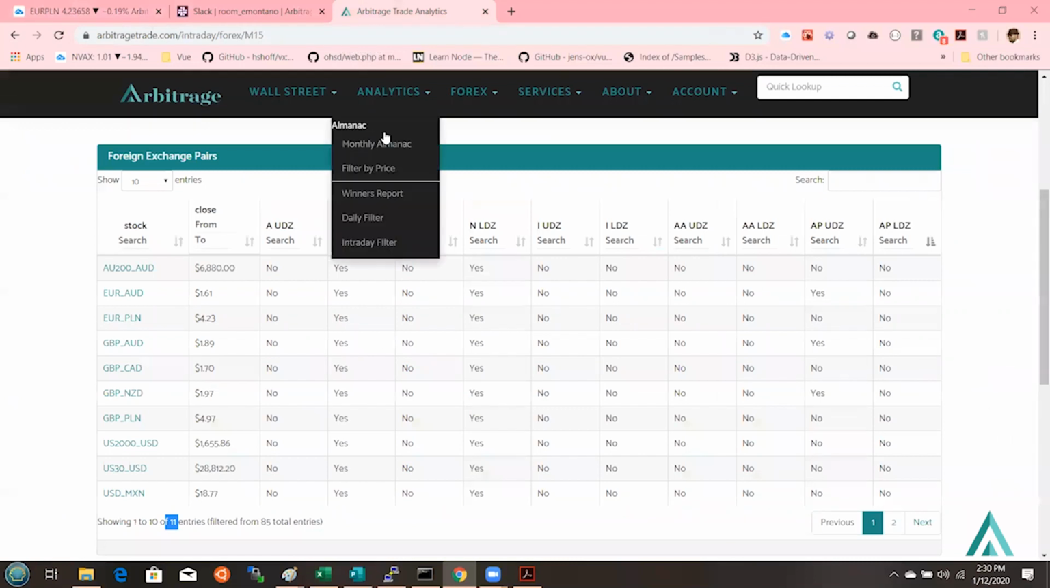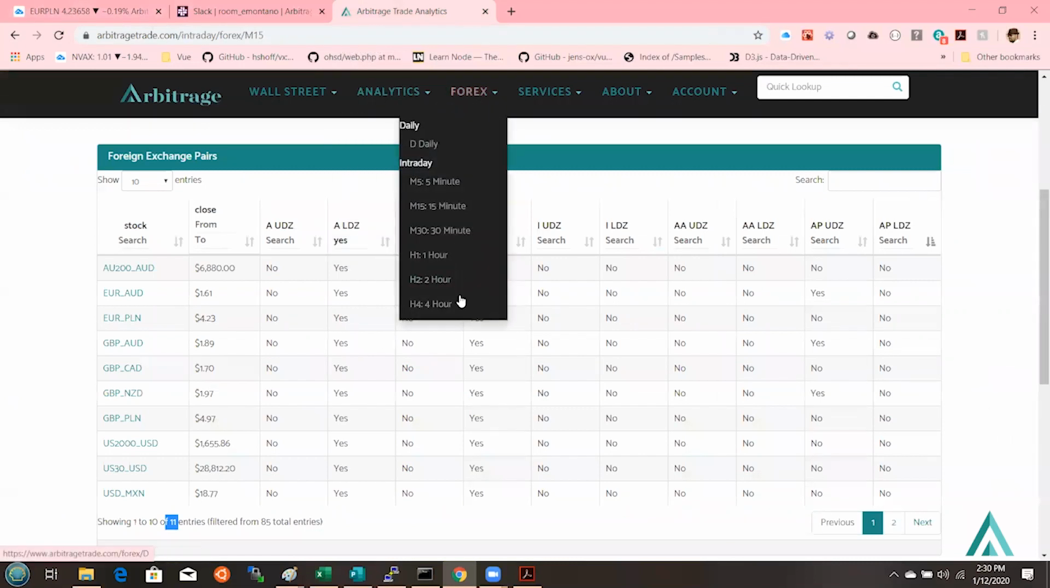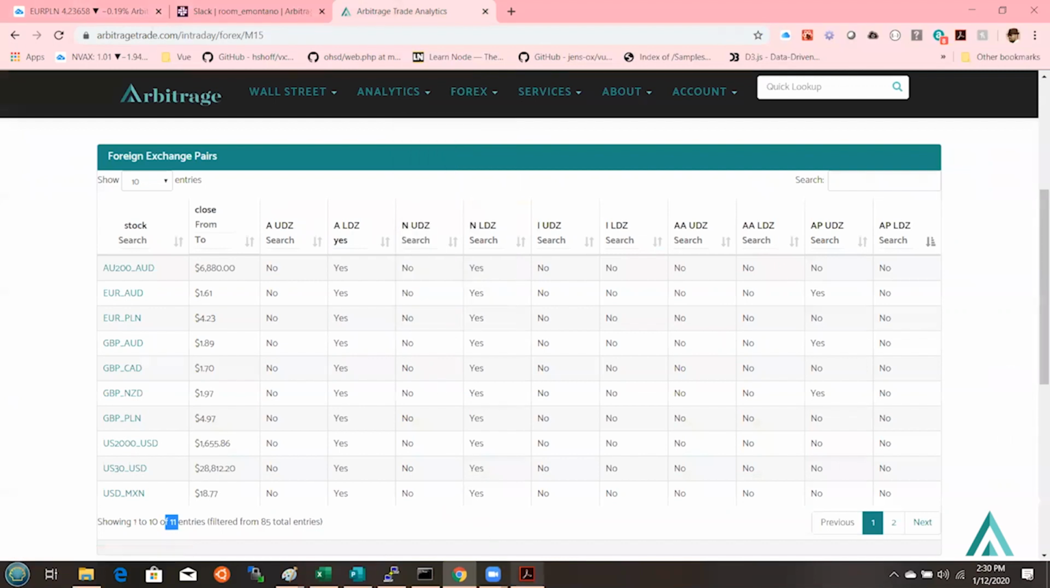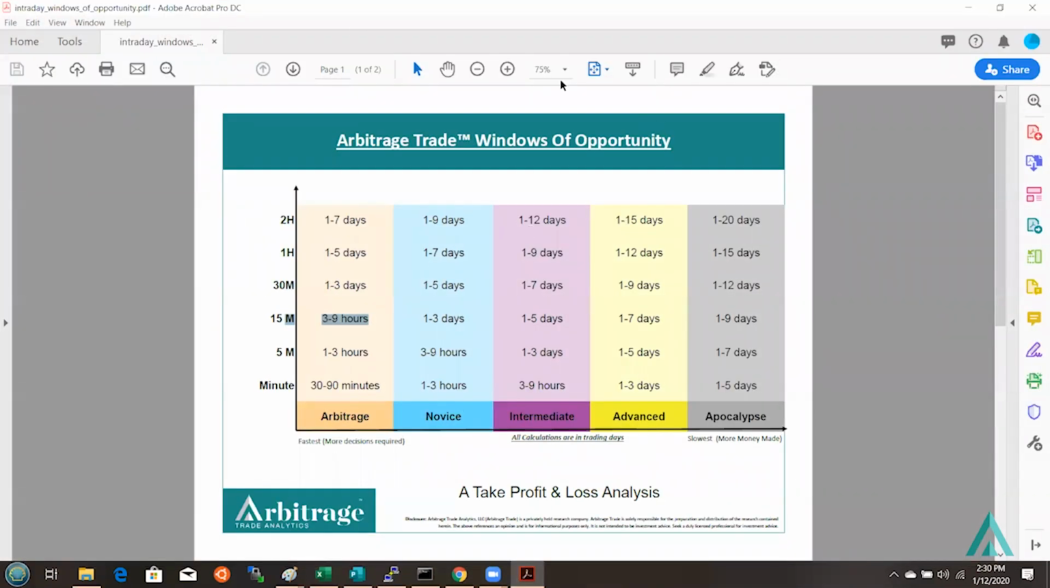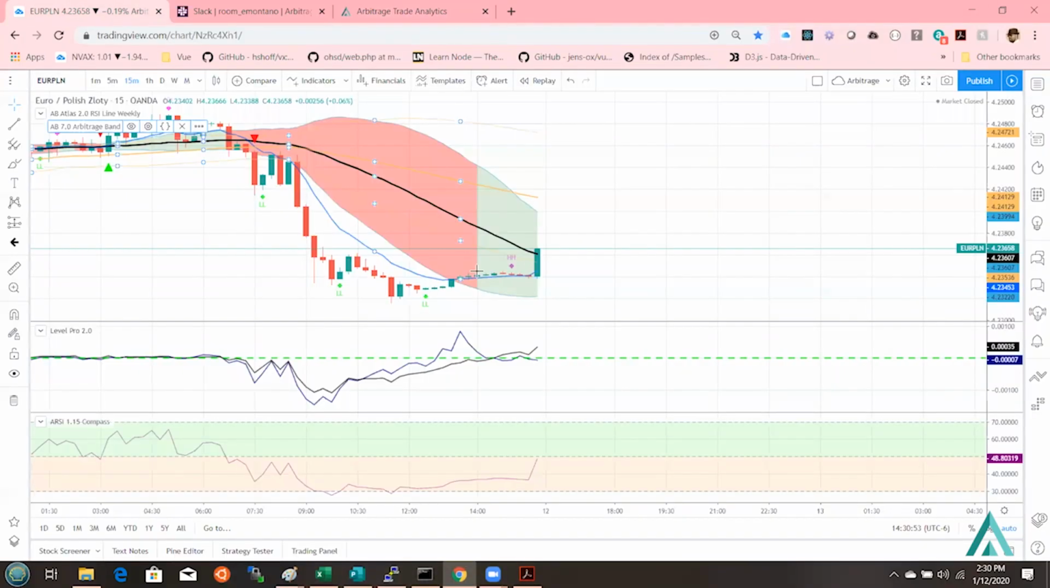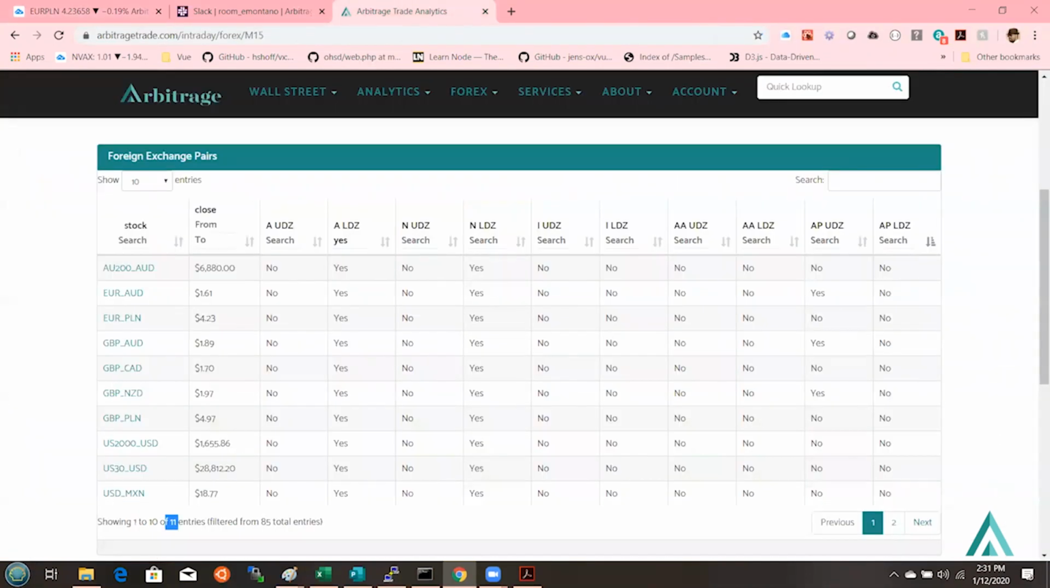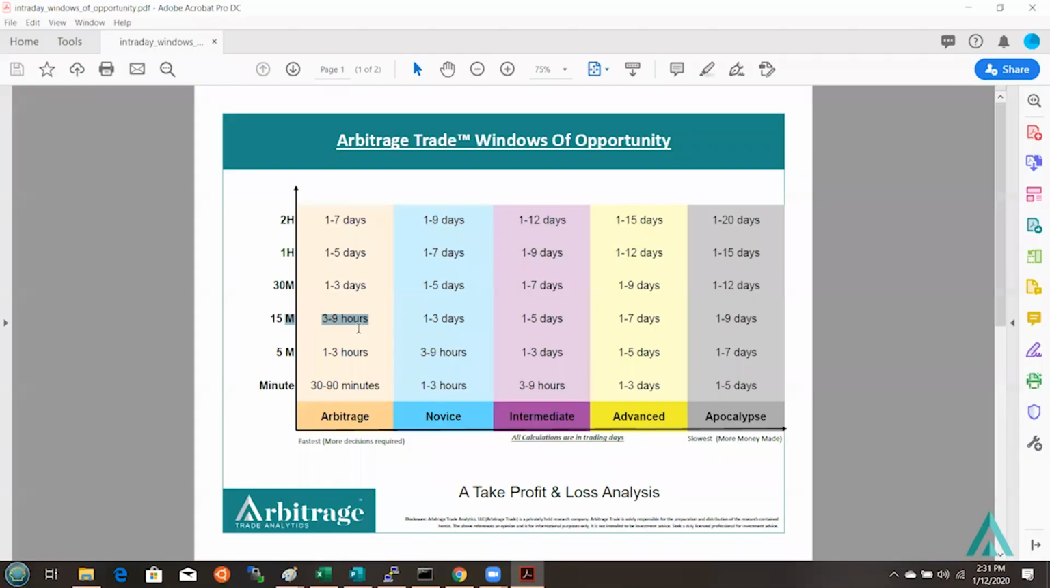So constantly use these filters to help you find where your trades are, and trade accordingly using these Windows of Opportunity to make your profit. It can be as quick as 3 hours on a 15-minute chart or as long as 9 hours on a 15-minute chart if you're playing this to get from the bottom. These time estimates are how long we expect it's going to take that black line to get from the bottom of the band to the very top of the band.